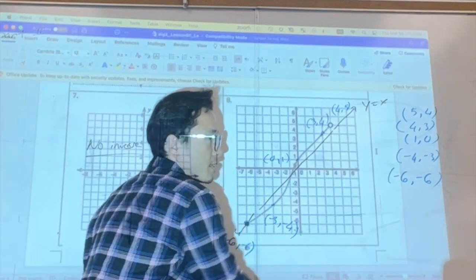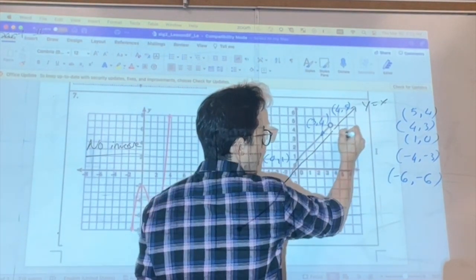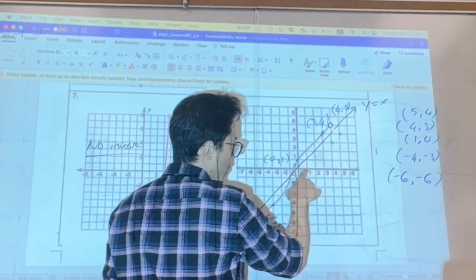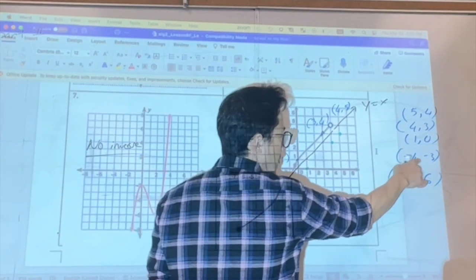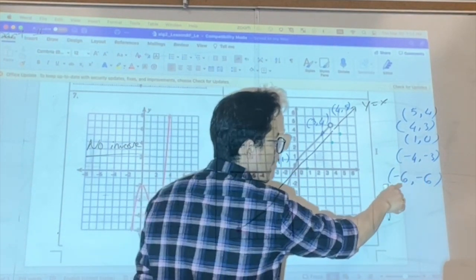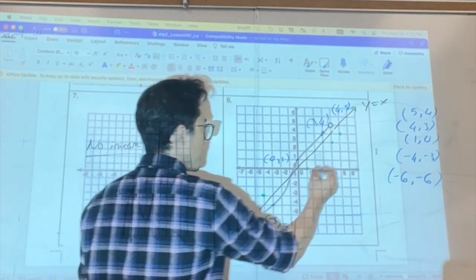Yeah. Easy, right? So 5, 4. Where's 5, 4? 5, 4 right here. 4, 3. 4, 3 right here. 1, 0. 1, 0 right here. -4, -5. -4, -5 right here. -6, -6 is the same one. Now connect them, okay?